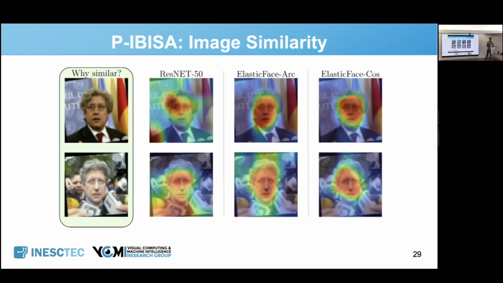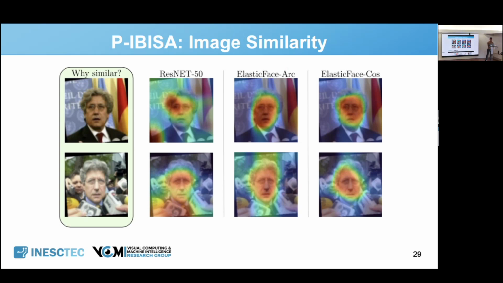We also have some examples here for image similarity. Since it is model agnostic, it's very easy to evaluate for different scenarios. So when you ask ResNet why these two images are similar, we have a saliency map that is something like this, focusing on spurious parts of the image. But when you ask a facial recognition model, you see that it really focuses on the face.